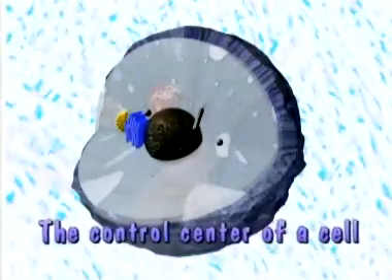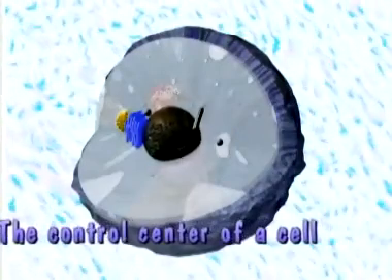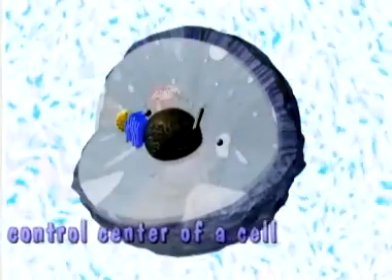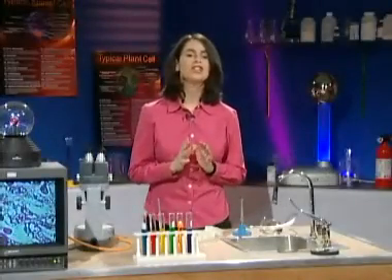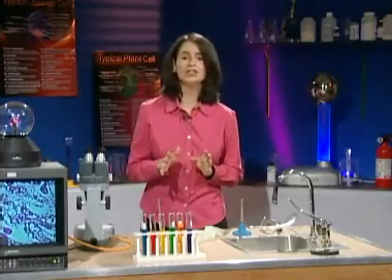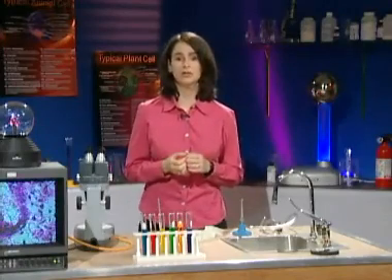The nucleus is the big boss of the cell. It's the control center for everything that happens inside a cell. The nucleus directs the organelles to make sure everything functions properly. The nucleus contains all the instructions to tell the cell what to do.